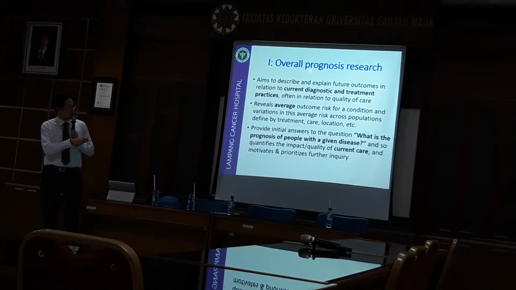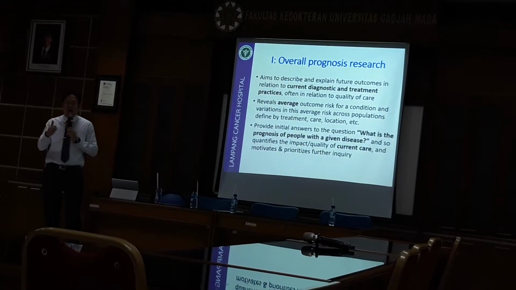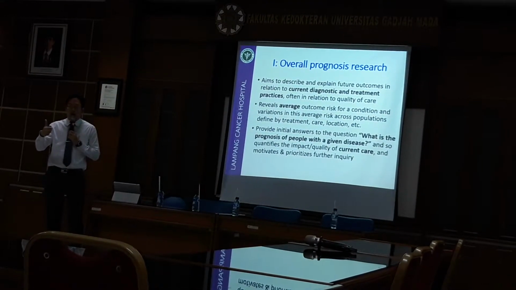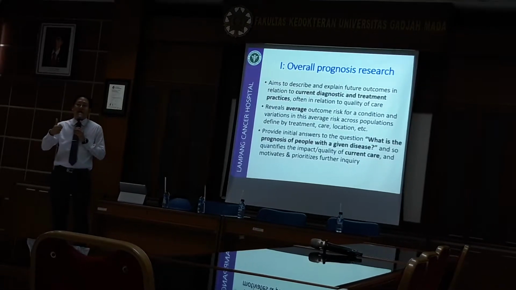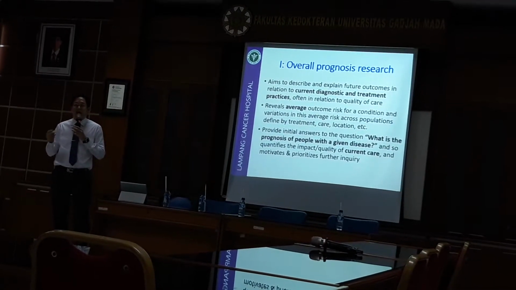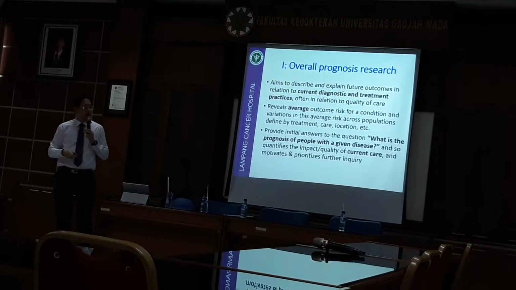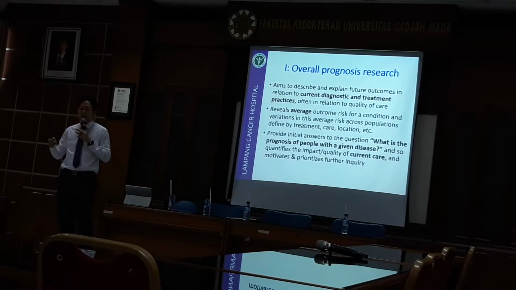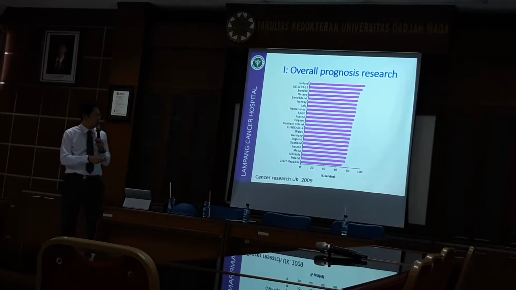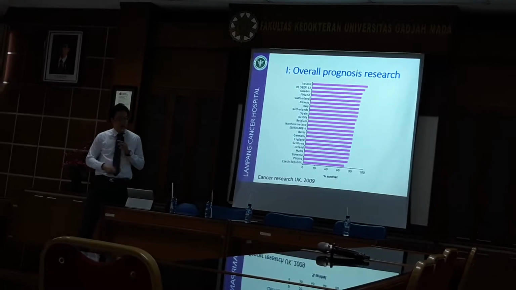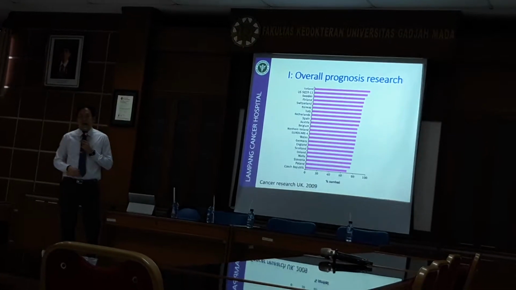So the main point here is that overall prognosis is an average prognosis in all patients in your area, not individual but average, and used to guide policy in public health. Like this, we can compare the 5 years survival of breast cancer.